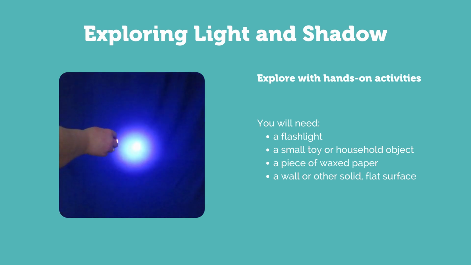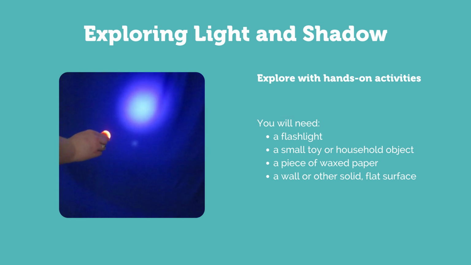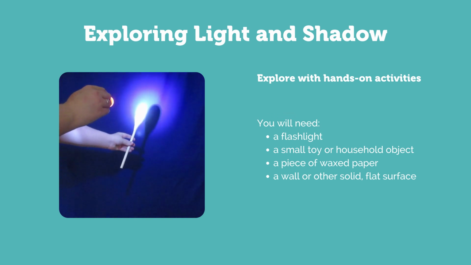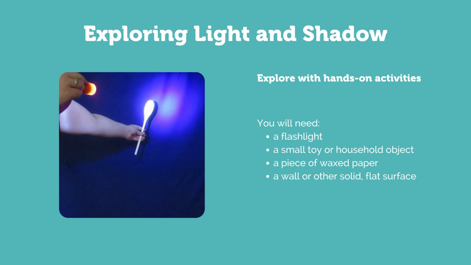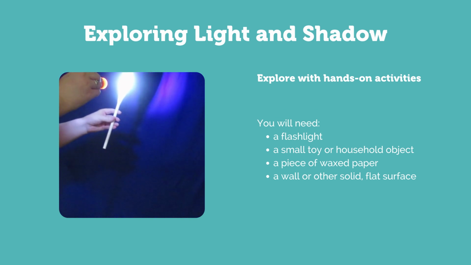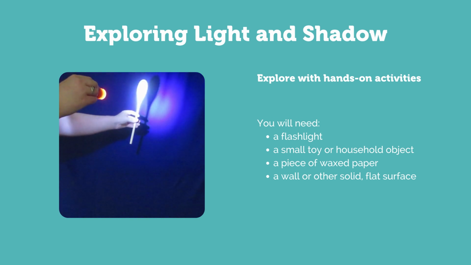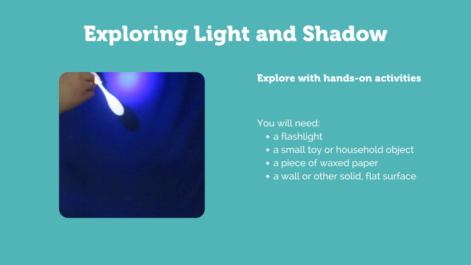All right, now you can take off the piece of waxed paper. One of you can hold the flashlight and one of you can hold your small object or toy. Put the toy between the flashlight and the wall. What do you see? What happens when you put the toy closer to the flashlight or farther away?